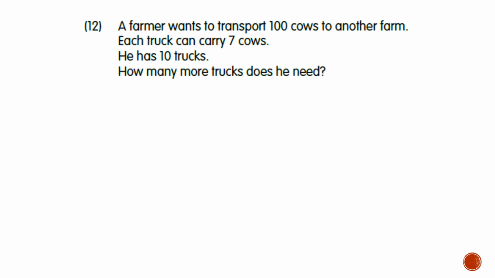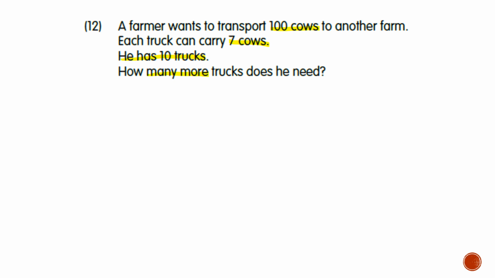Final question. Now a farmer wants to transport 100 cows to another farm. 100 cows. Each truck can carry 7 cows. Again, 7 cows is the maximum. You can put less or you can put none. Or you can even put 1 cow in each truck so you have 100 trucks, but that will be a waste of money and it's not necessary. He has 10 trucks. How many more does he need?